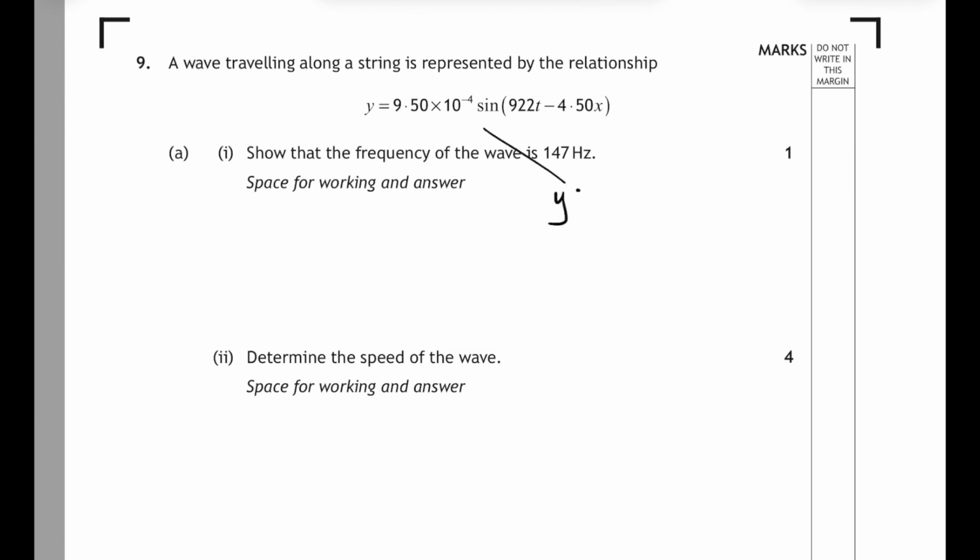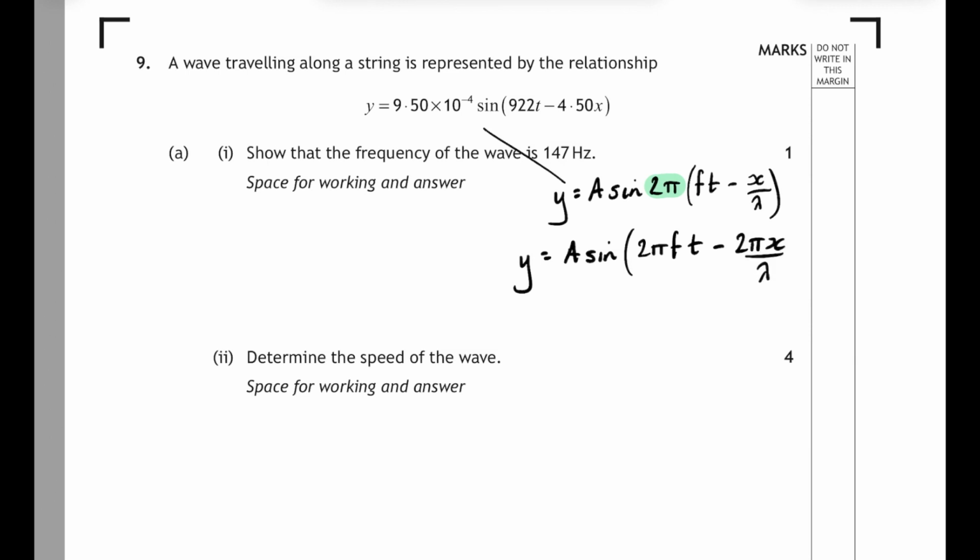Now the general equation for a travelling wave is on your relationship sheet, and it looks like this: y = a sin 2π(ft − x/λ). So let's see how that compares to the relationship that we're given in the question. Well, the first thing to notice is there's no 2π outside the brackets. That means that 2π must have been multiplied inside the brackets. So it becomes y = a sin(2πft − 2πx/λ).